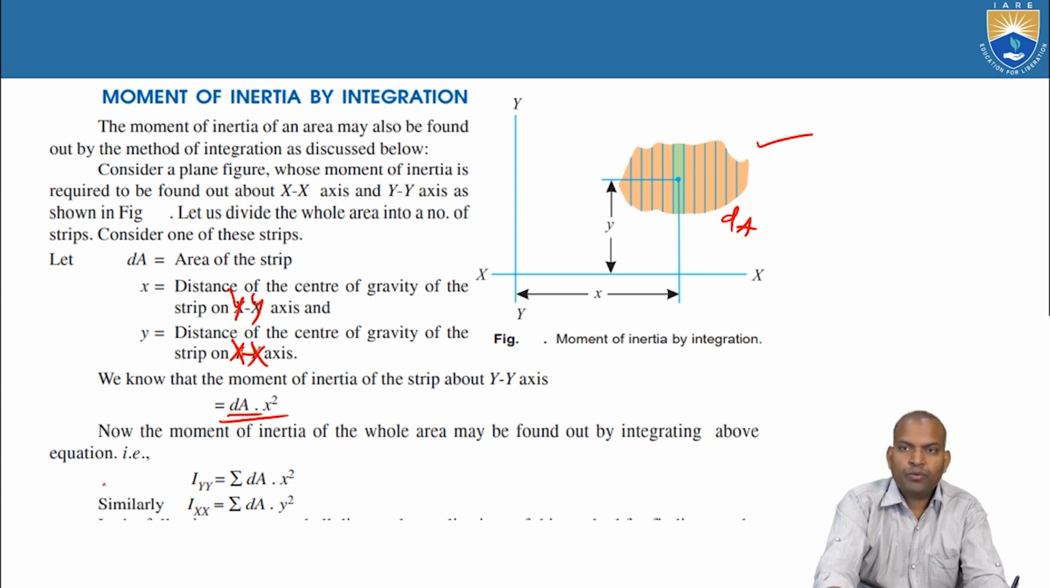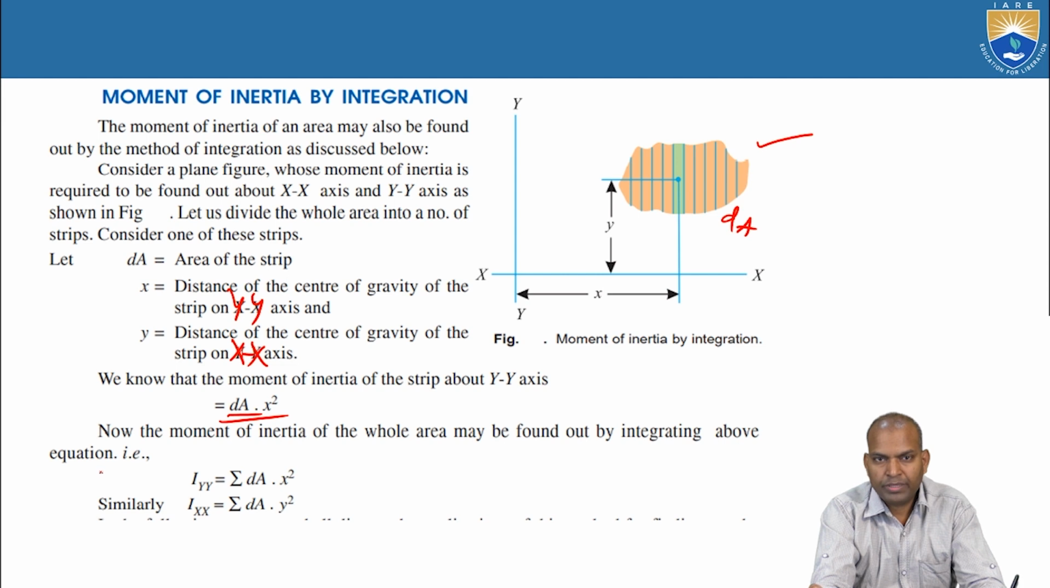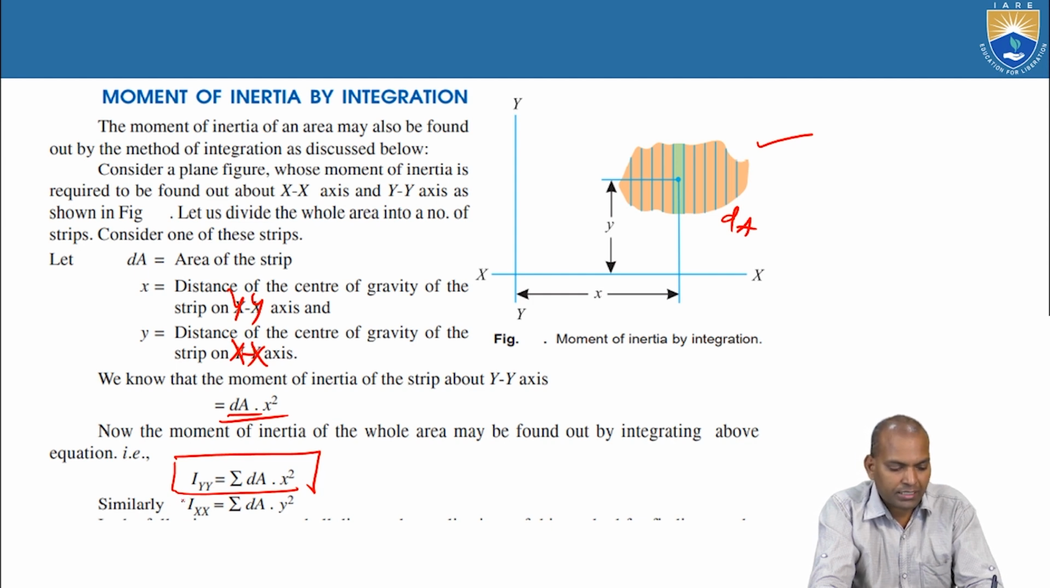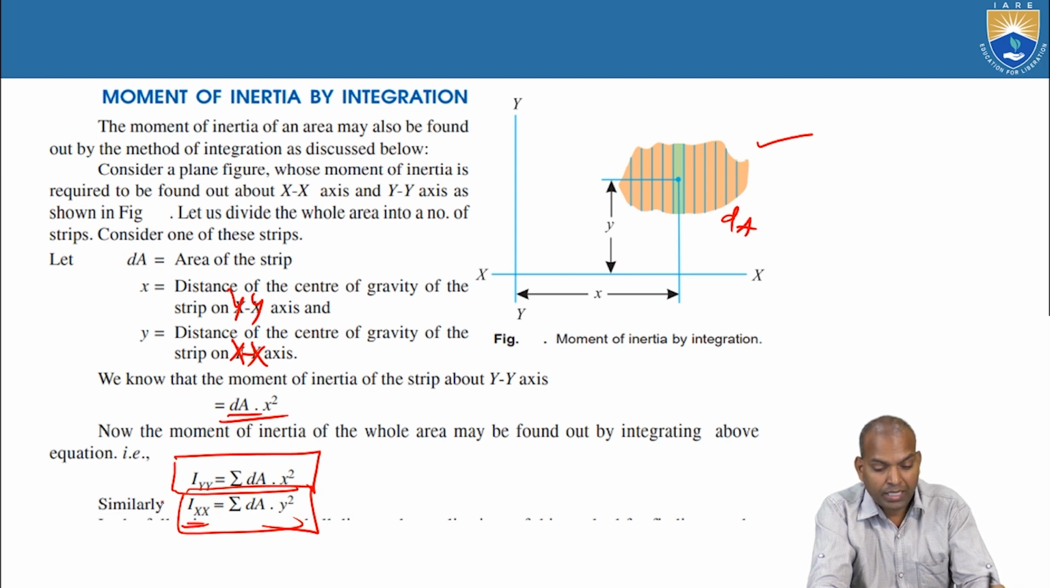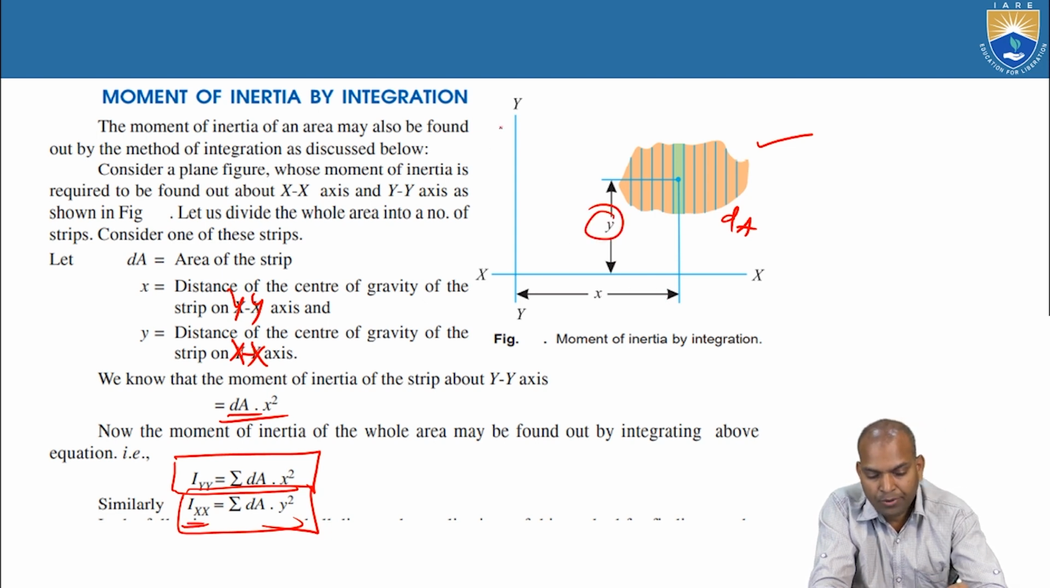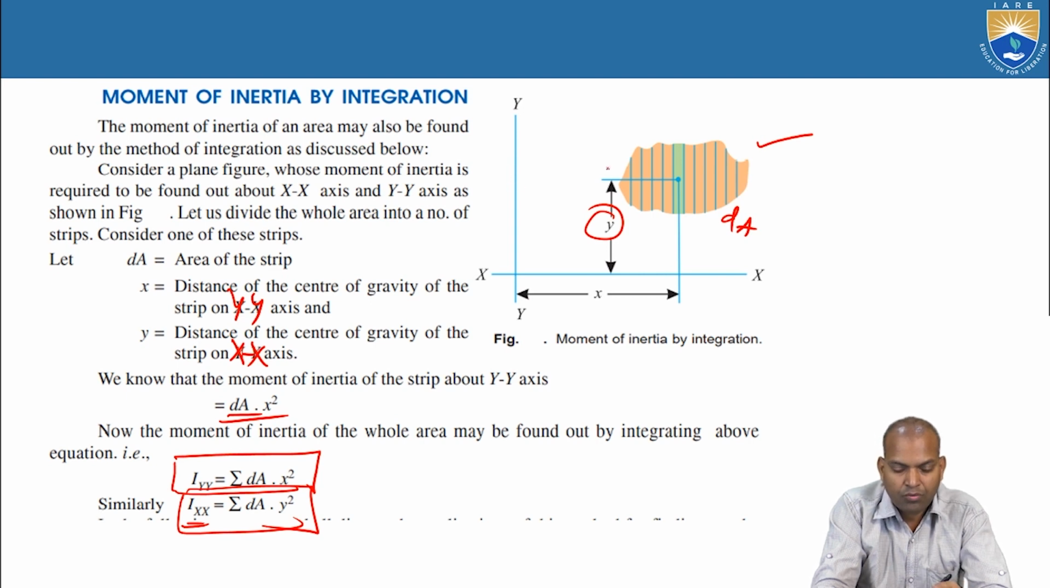Now we want the total moment of inertia of all elements. What is to be done? We have to integrate or sum, that is Iyy equal to sigma dA x square, where dA is the elemental area. And what about Ixx? That is sigma dA y square. Now about xx, what is the distance?